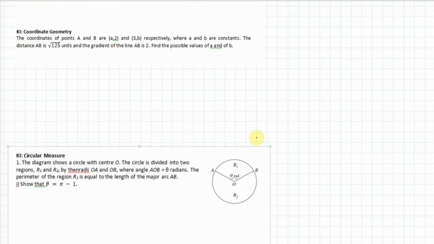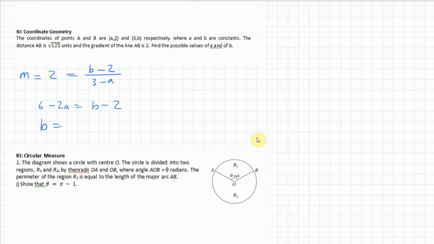So it looks to me like we've got some sort of simultaneous equation. So gradient, let's do the gradient first. M is equal to 2, and then we can say, well, that's equal to the change in y, so b minus 2 over the change in x, 3 minus a. And we can rearrange this and say, well, 6 minus 2a is equal to b minus 2, and therefore b is equal to, what's that, 8 minus 2a. Okay, that's my first equation.